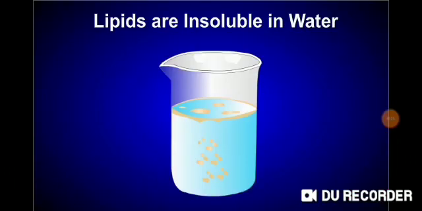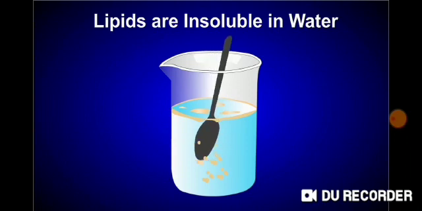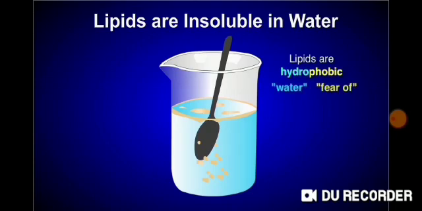You may have noticed that lipids in water do not mix. For example, notice the yellow color oil in the beaker of water shown here. Even if we stir this for several minutes or even several hours, the oil would still separate out in the water. This is because lipids are hydrophobic. In Latin, the prefix hydro means water and phobic means fear of. So when you hear that lipids are hydrophobic, this basically means that water and lipids do not mix.